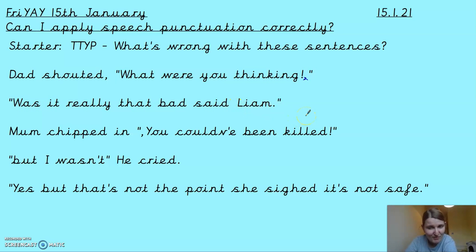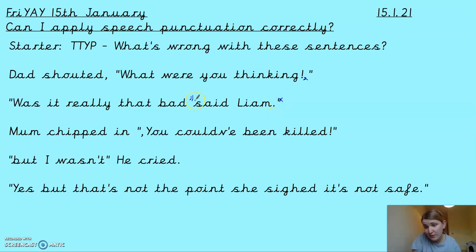I hope you can probably spot the issue there. We've got all of it in the speech marks. And remember, what do the speech marks go around? They go around exactly what's being said. Liam isn't saying, was it really that bad, said Liam. That would be like me saying, how are you doing, children, said Mrs. Elmore. Doesn't make sense, right? So, was it really that bad is what's being said. So we're going to get rid of those speech marks there, move it over.